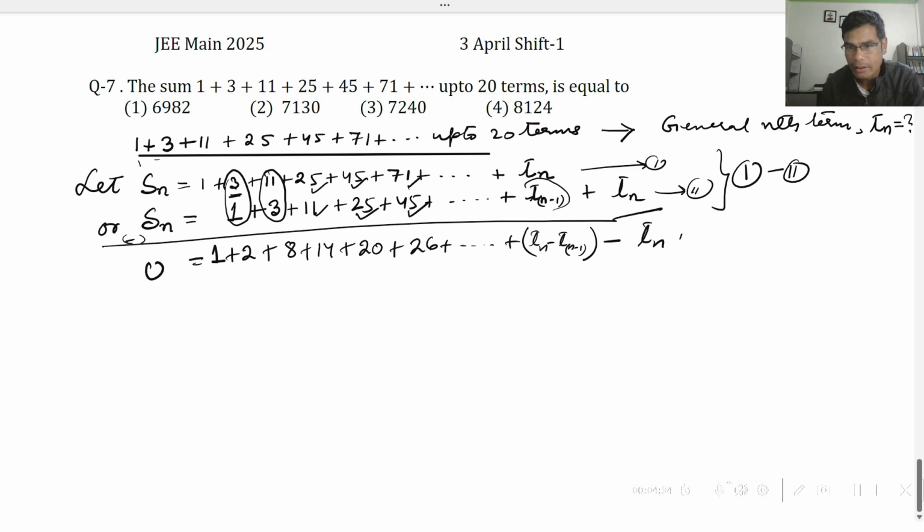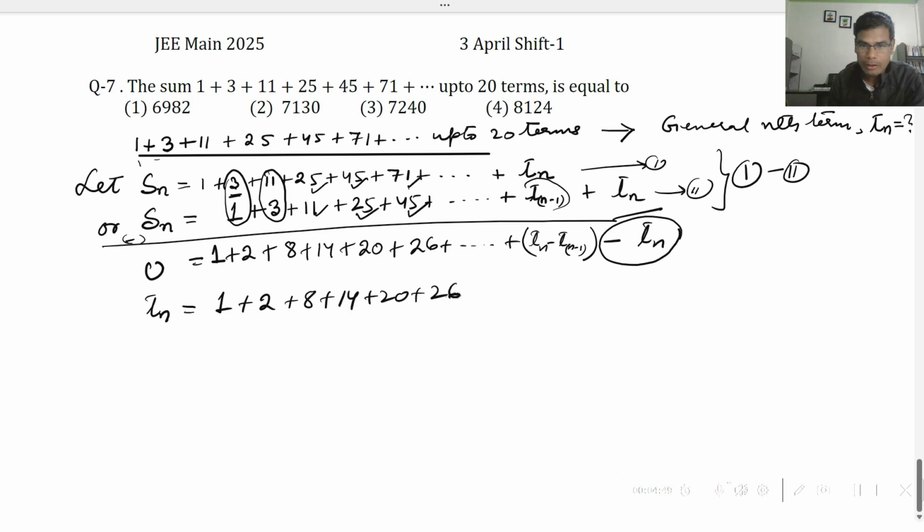So we take this to the other side, that is minus t suffix n, and it becomes t suffix n. So this is equal to 1 plus 2 plus 8 plus 14 plus 20 plus 26 plus, and so on, the last term, that is the nth term, which we denote as a suffix n.